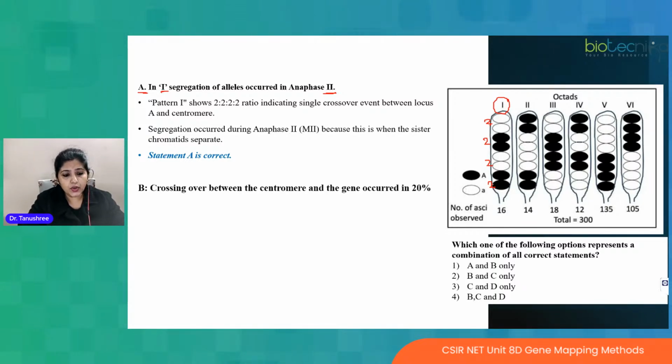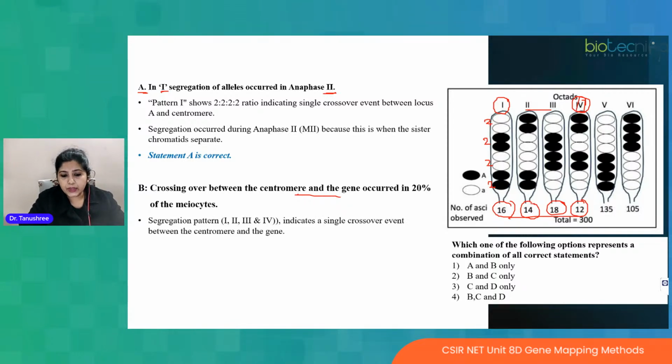Then B: crossing over between centromere and gene occurred in 20% of the meiocytes. If crossing over occurred, we get 2:2:2:2 in the first and fourth, and 2:4:2 in the second and third, which indicates crossing over events. So we will consider these values: 16, 14, 18, and 12. These are the numbers of asci observed when crossing over has occurred, so we add them all and get 60, and the total number of asci is 300.